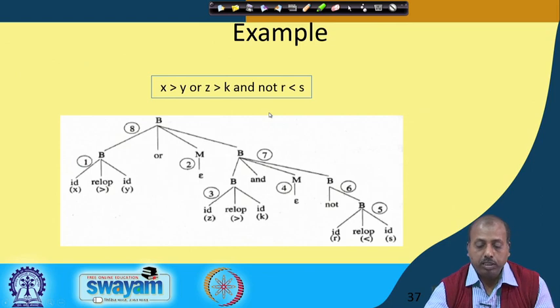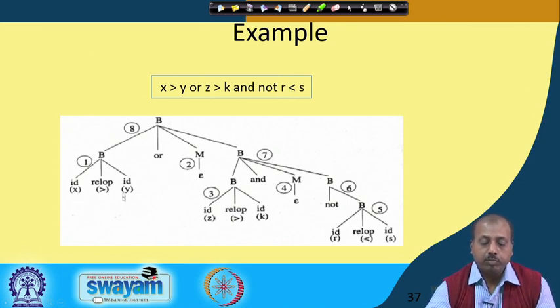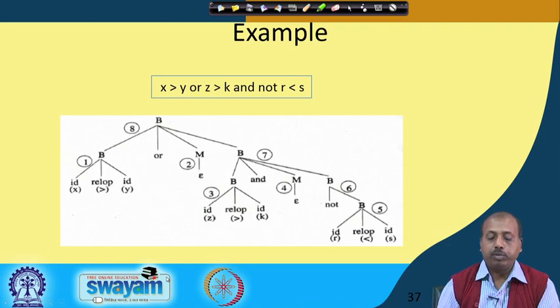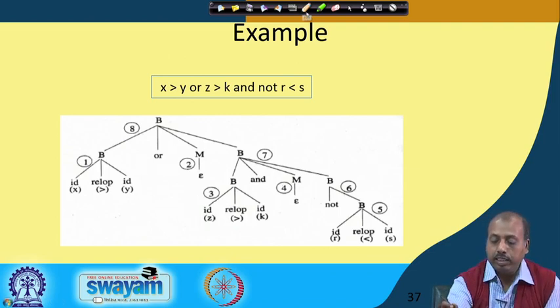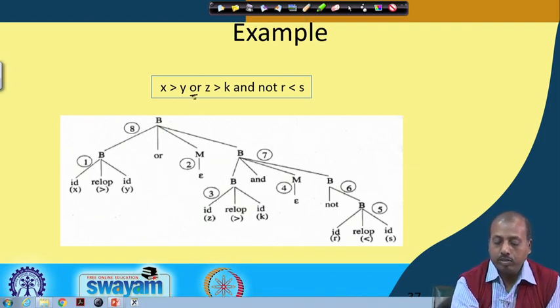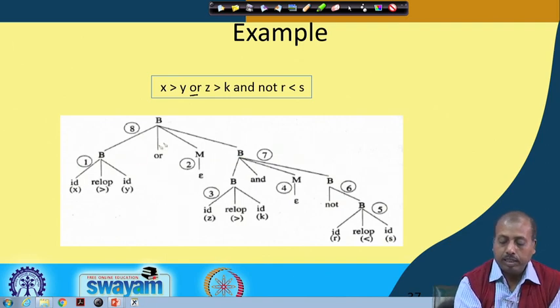Now we will look into this example: x greater than y or z greater than k and not of r less than s, and this is the corresponding parse tree that we have. We initially have this B, and since OR is of least precedence, it is divided by the rule B producing B or M B. The first B is ID relop ID, so this is x greater than y. Then the second one, where M is epsilon.